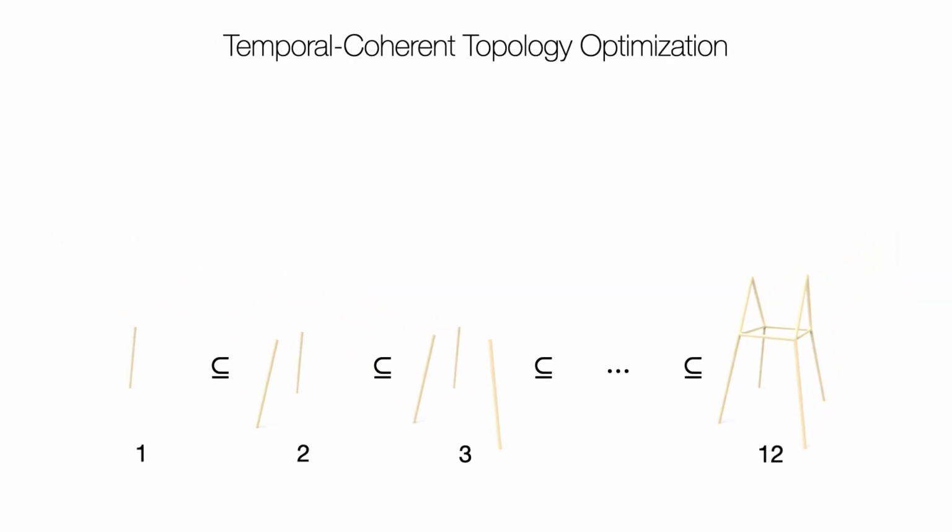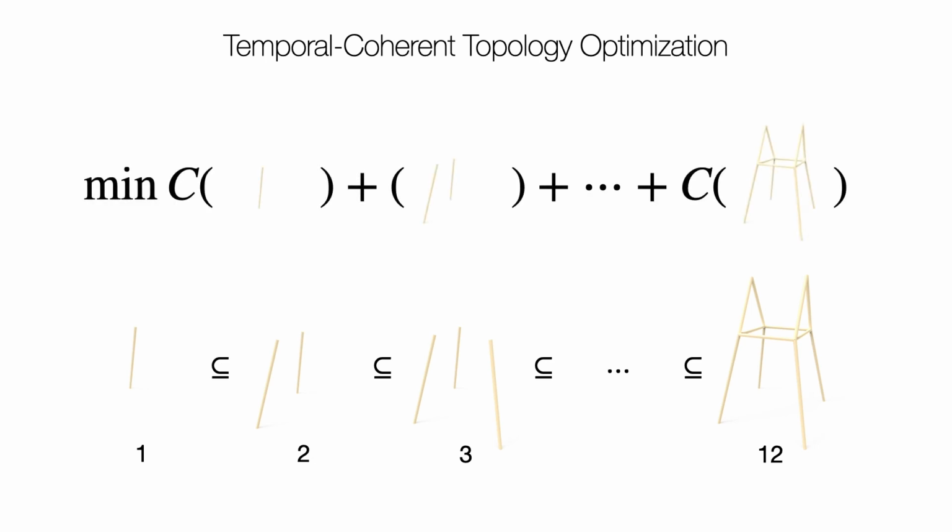To address this problem, we propose a new temporally coherent topology optimization. Our formulation minimizes the structural deformations of all intermediate assembly states with coherency constraints. Here is a solution computed by our method.